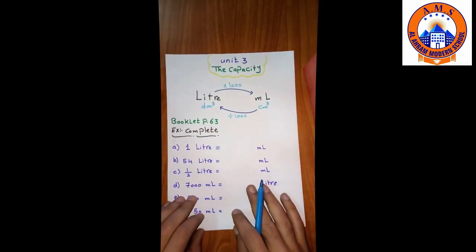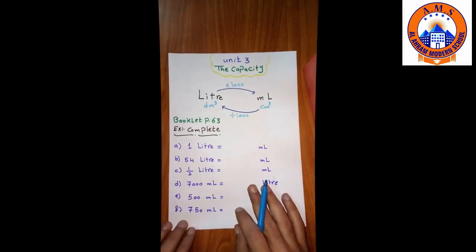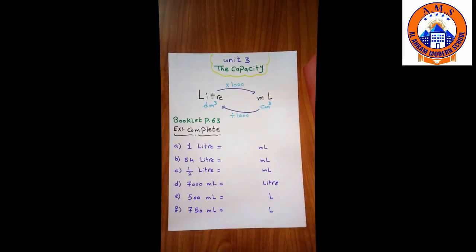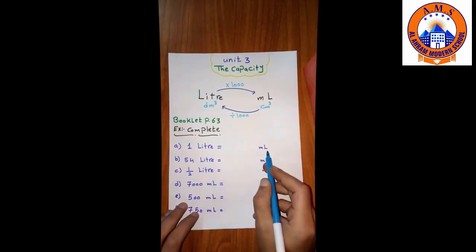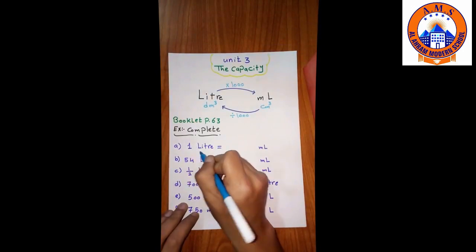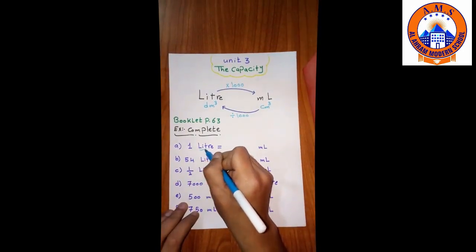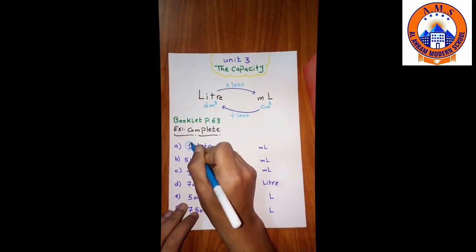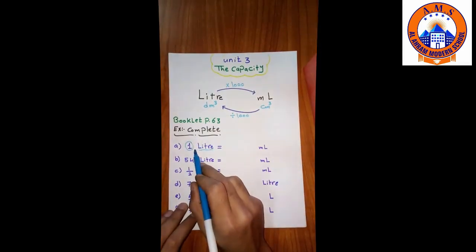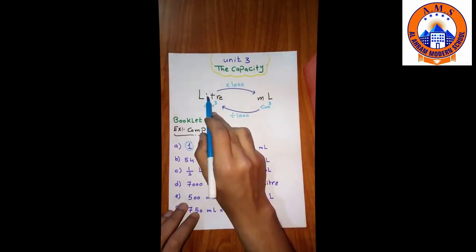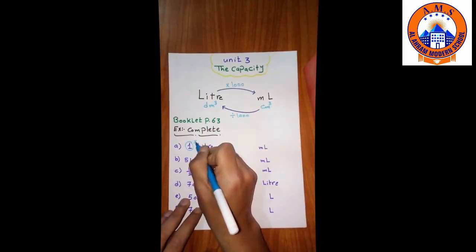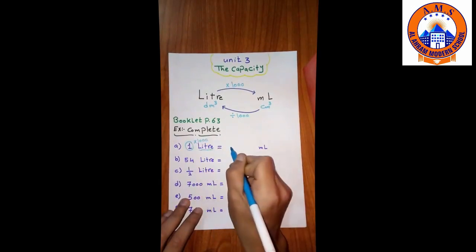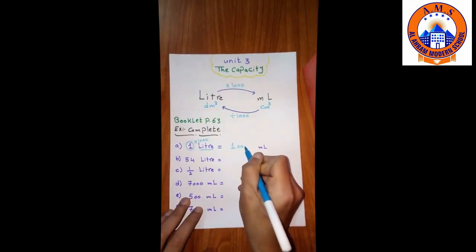Let's see some exercises from the booklet on page 63. The first example says, complete the following. 1 liter is equal to. So to change from liter to milliliter, I just choose the unit which has a number. So the liter contains a number. So I'm going to start moving from liter to milliliter. To move from liter to milliliter, we multiply by 1000. So 1 is multiplied by 1000. So the answer will be 1000.